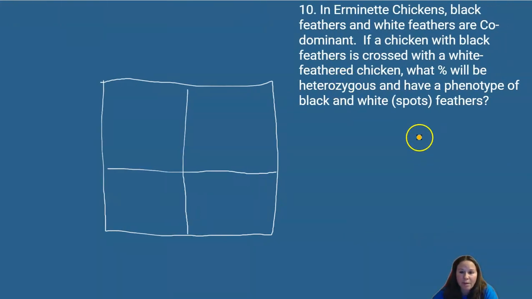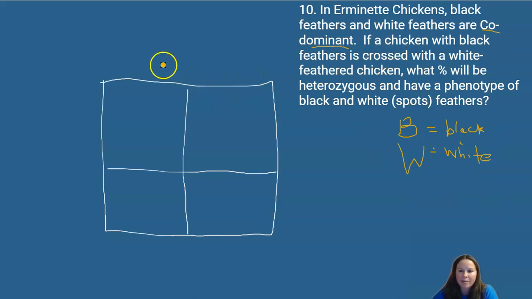Number 10, erminette chickens, black feathers and white feathers are codominant. All right, so the other type of problem here. That means I'm going to give a big B for black, and I'm going to give a big W for white. Both of these are codominant alleles. They both deserve their own capital letters. Again, keeping in mind there's other ways that people do these problems. This is the way that I do them.